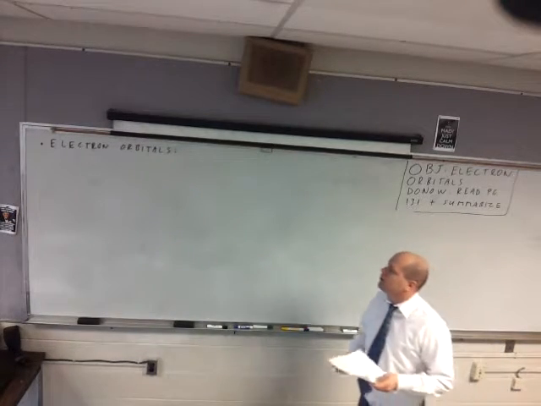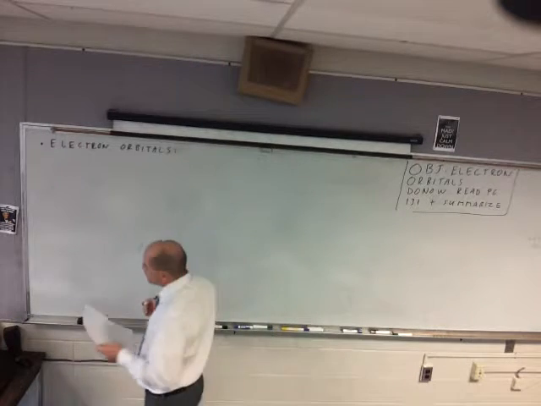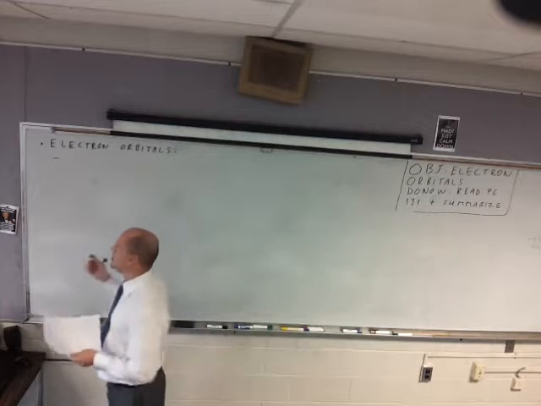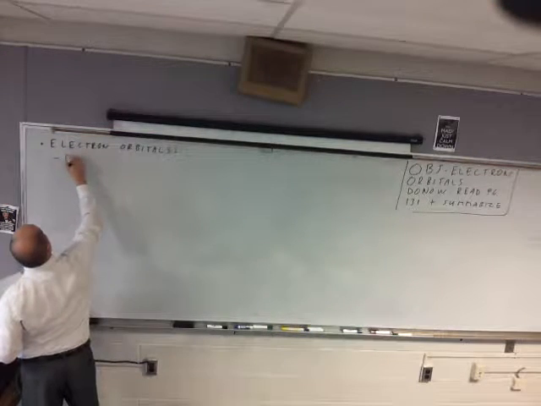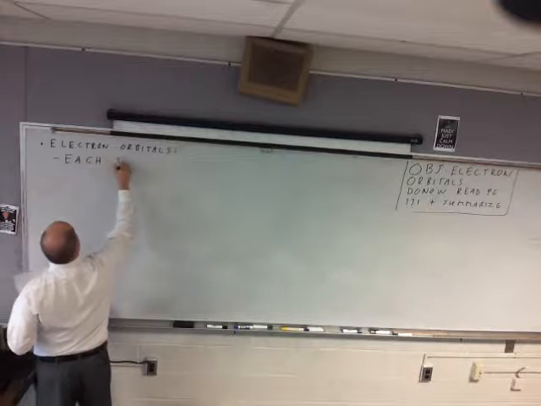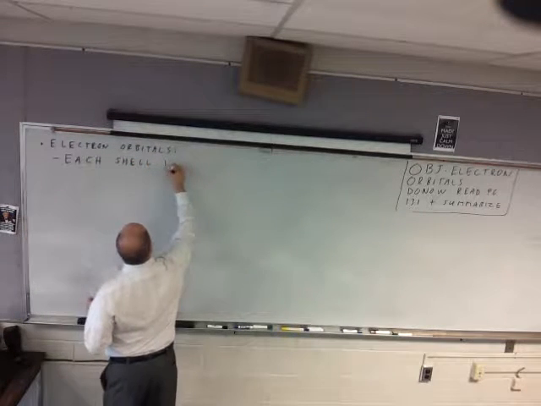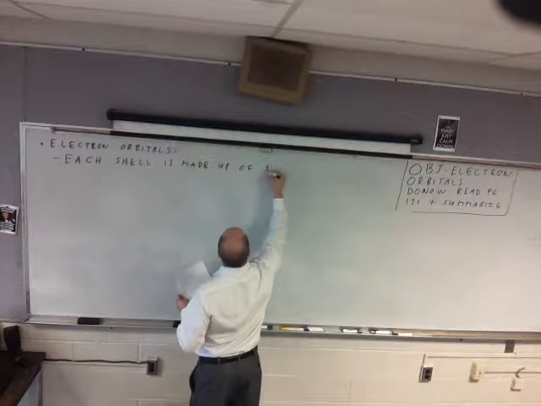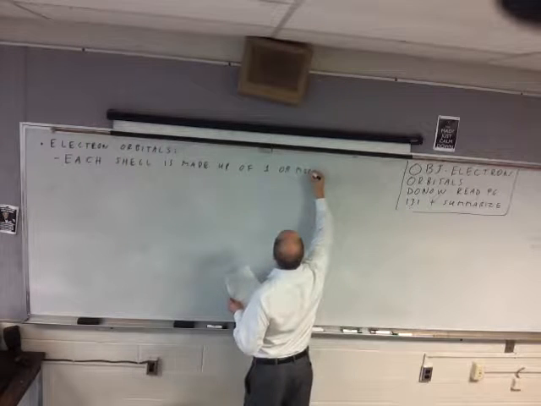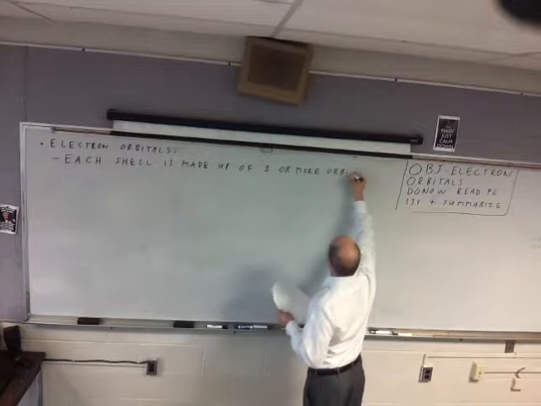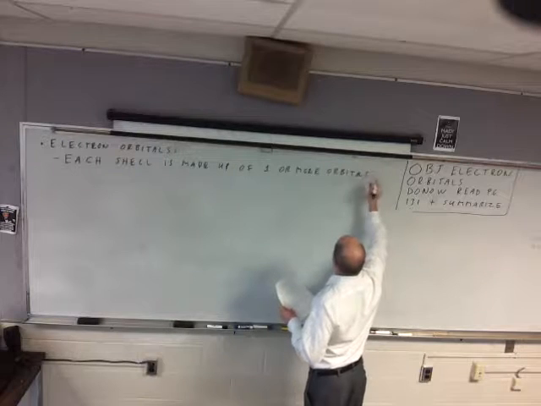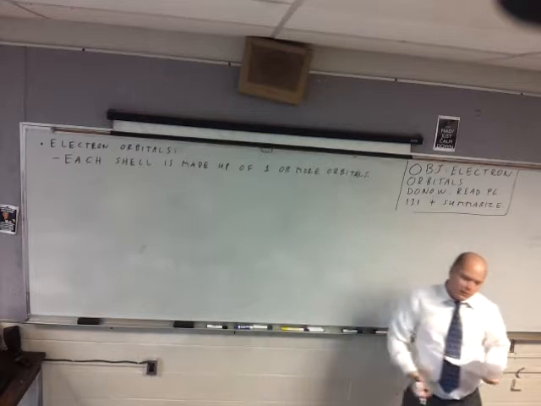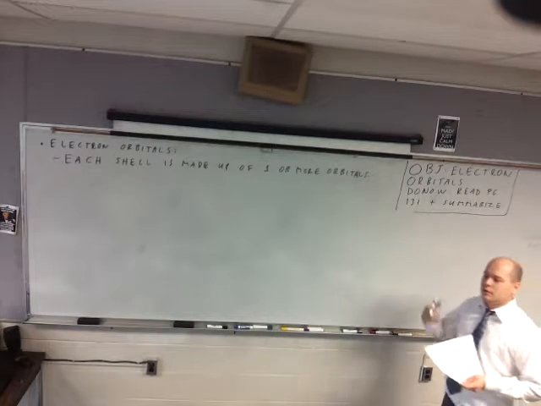Alright, so this is where this section gets a little bit more complicated. So each shell, right, the electrons are in shells around the atom. Each shell I want you to think of as being made up of different orbitals. Imagine that the orbitals are like compartments within the shell that can hold electrons.